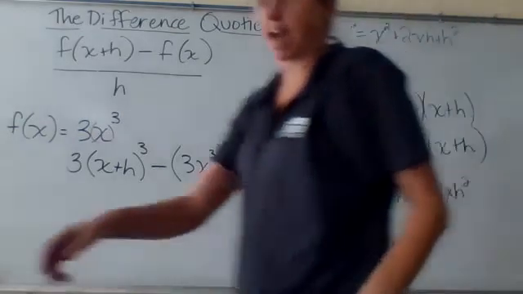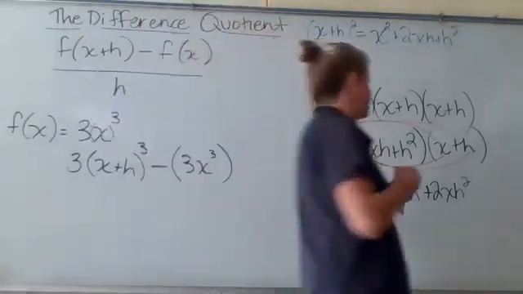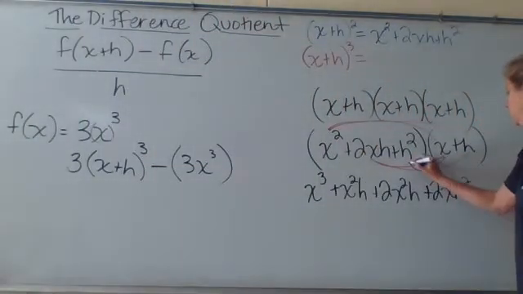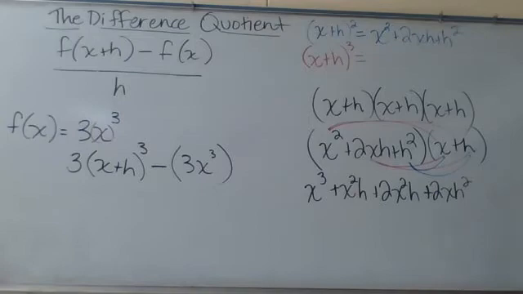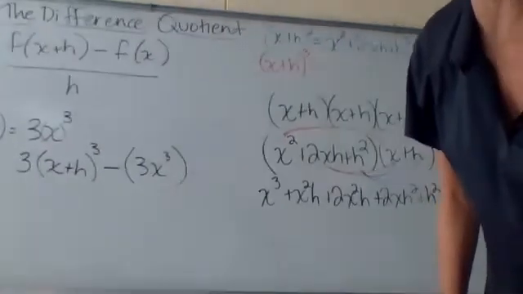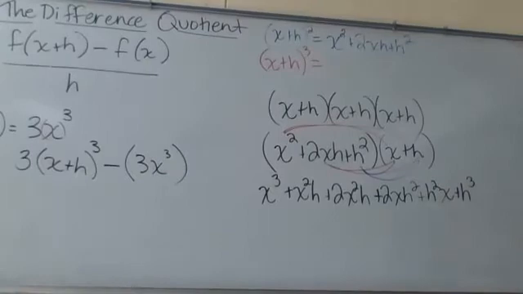Now, what's the last thing I have to distribute? I've got to distribute this h squared to both of those. So see why you don't want to have to do this again? I have h squared times x, which just gives me h squared x. Again, h squared times x just gives me h squared x. Then my last part, h squared times another h gives me h to the third. So let's clean this up and then never have to do it again.